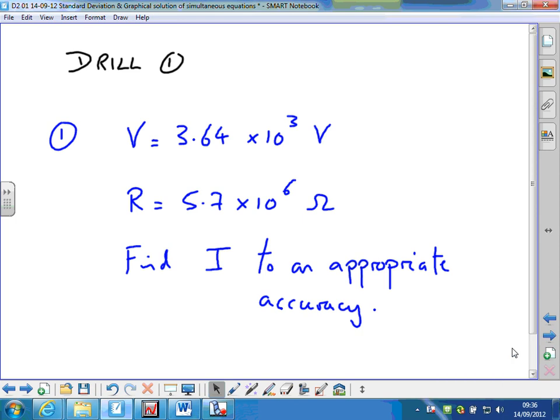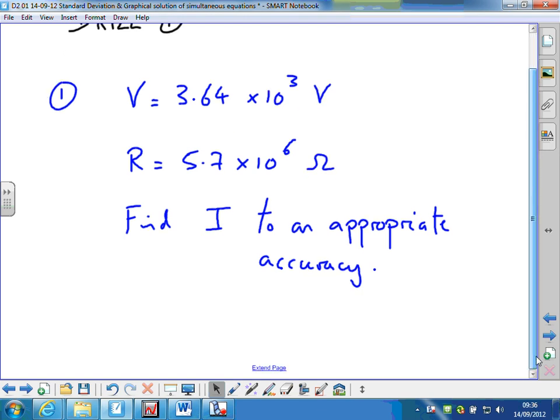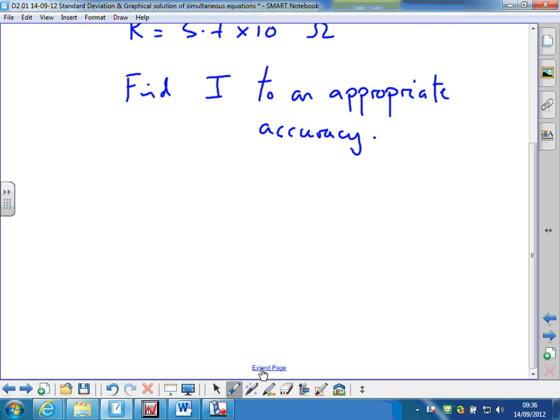Right, so let's have a look at these questions then for this first drill. What you've got to do here, find the current. So what do we need to know? Right, we need to know Ohm's law, which tells us that voltage is current times resistance. But of course we need I, so rearranged, I equals V over R. So that's what you need to remember, and then you just plug the numbers in.